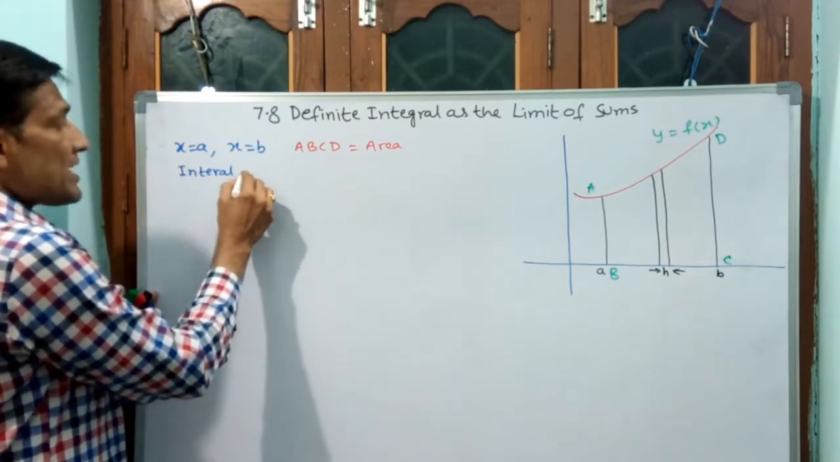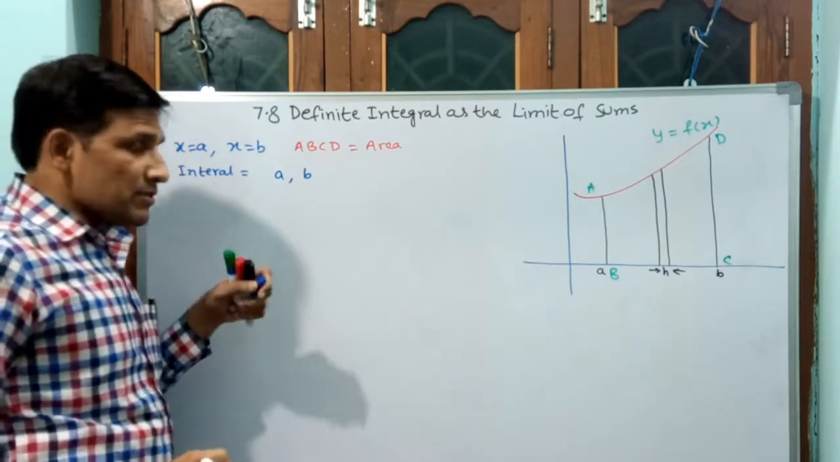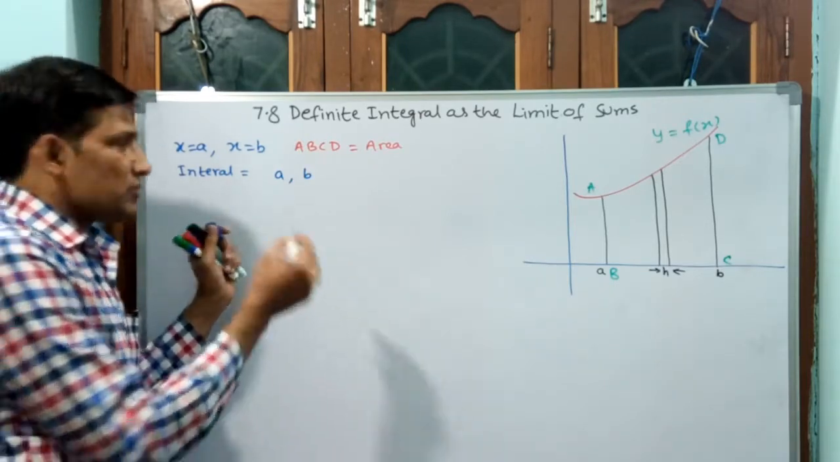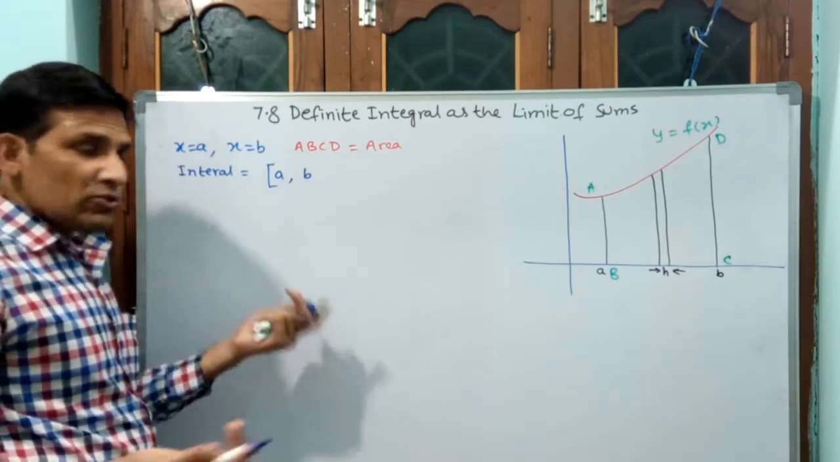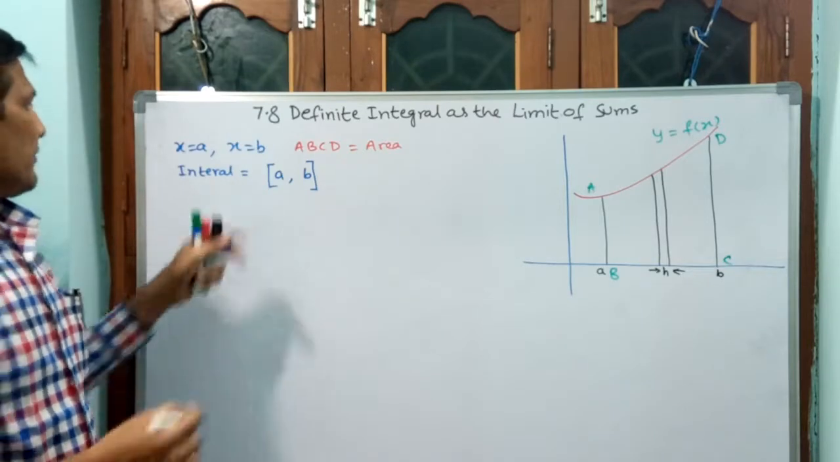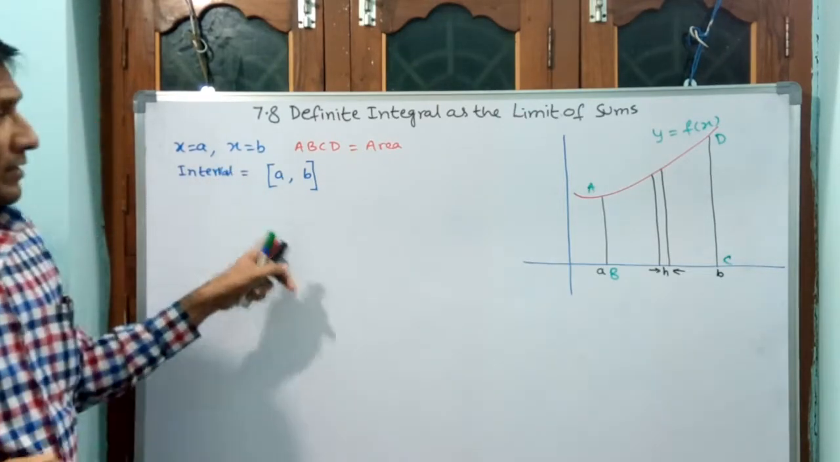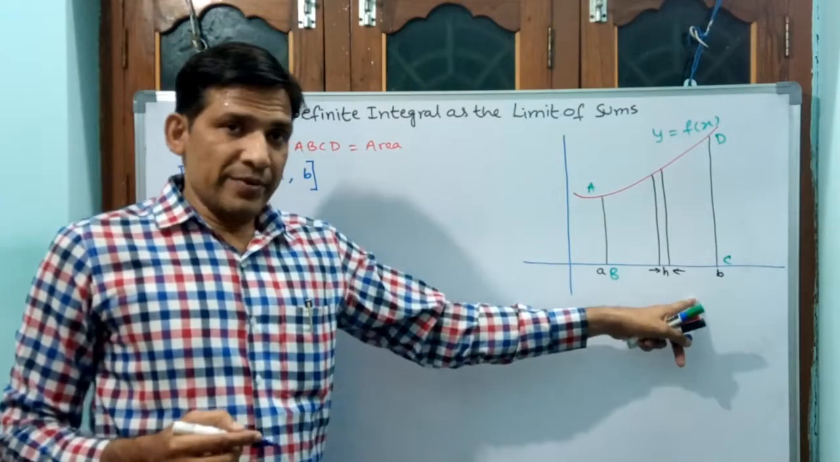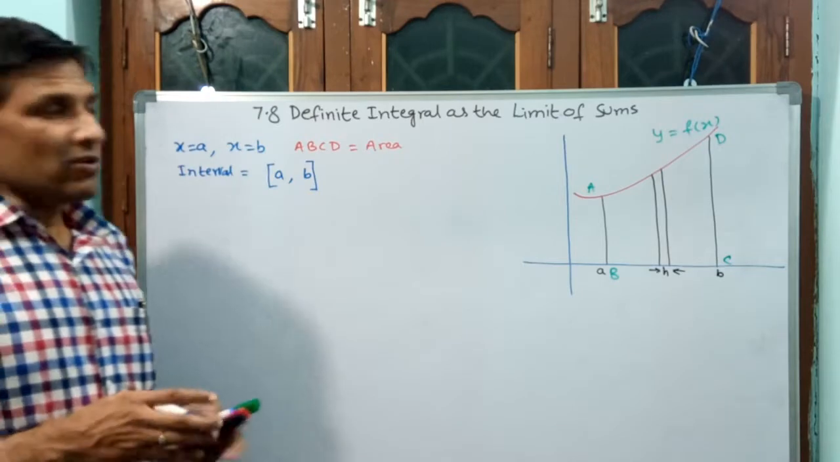Interval is what? We are finding from A to B. Is A a closed interval or open interval? Closed interval, then you put closed for A. Is B a closed or open interval? Closed, then you put B also. That means the interval is A to B. In between the interval A to B, we are finding the area of this curve.